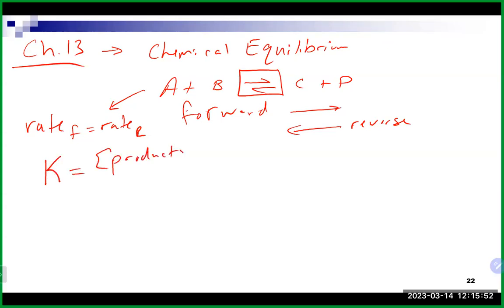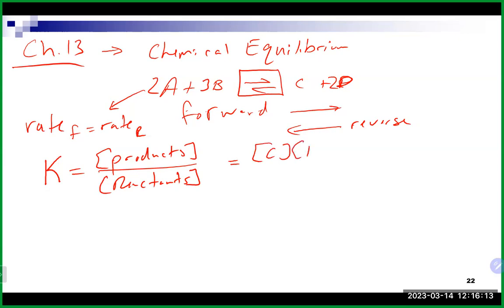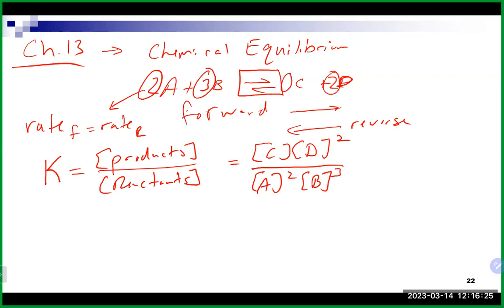There is a relationship known as the equilibrium constant, which is K, where we take the concentration of our products divided by the concentration of our reactants. Remember that when we calculate the equilibrium constant, we do take the coefficients into account. So if this was, say, a 2, a 3, and a 2, we would write the equilibrium expression as C times D squared divided by A squared and B cubed in this case, taking into account those coefficients, where the 1 is obviously 1.